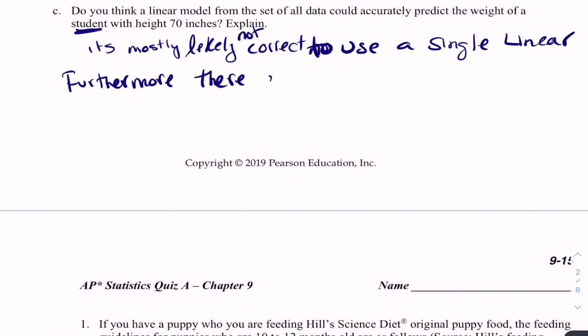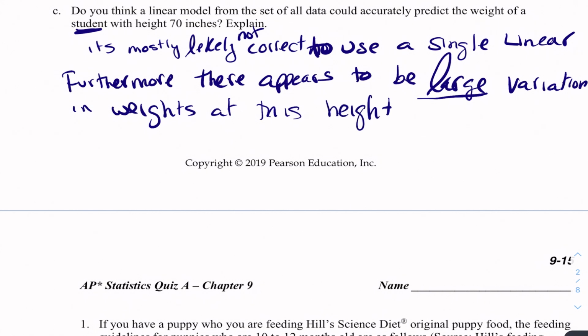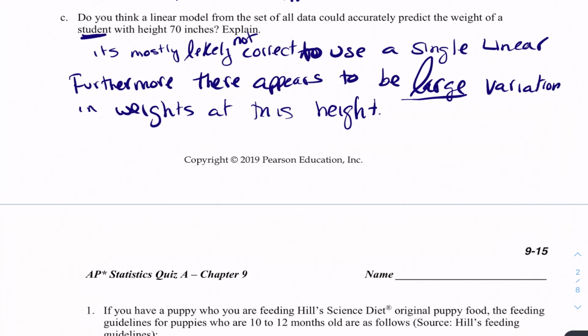So furthermore, there appears to be large variation in weights at this height. Like, as we see that fluctuation, a model is not going to do a very good job in encapsulating that one X value, because we're getting a lot of spread in the weight for our students.